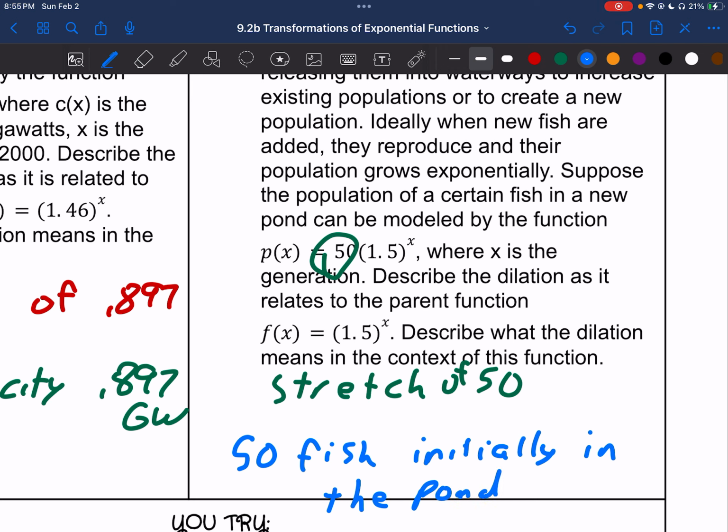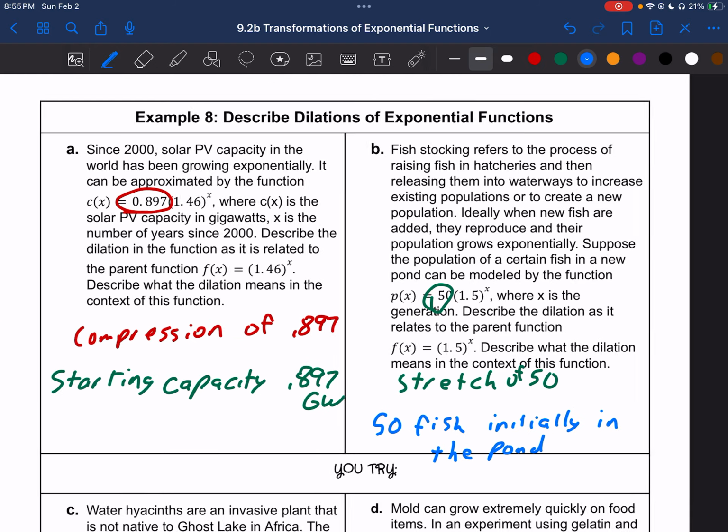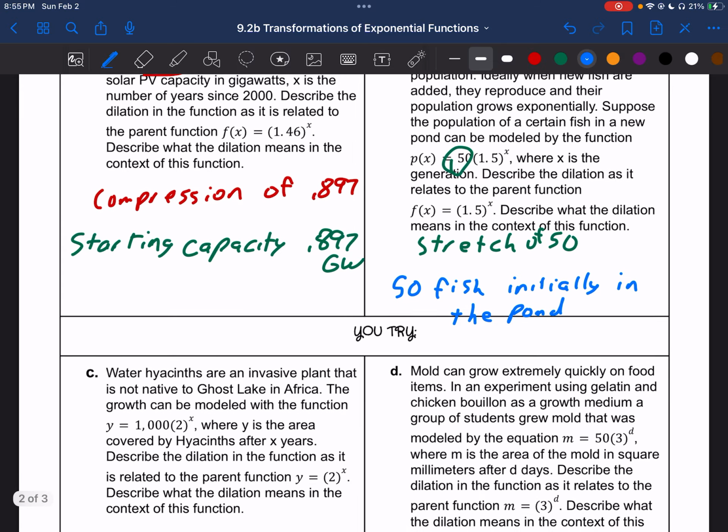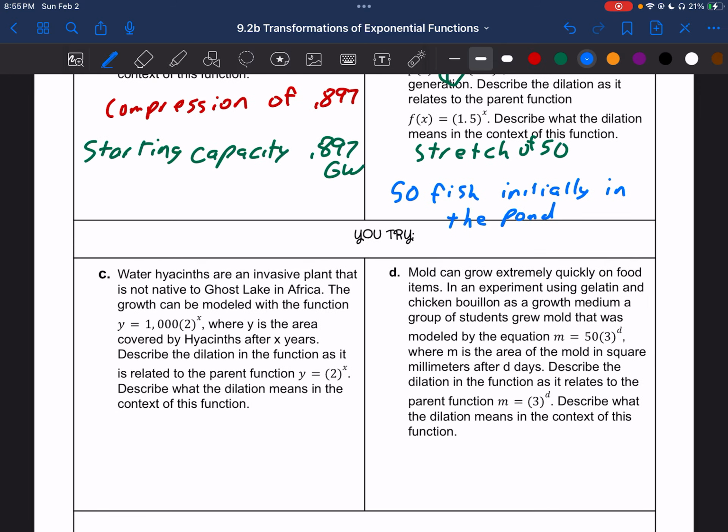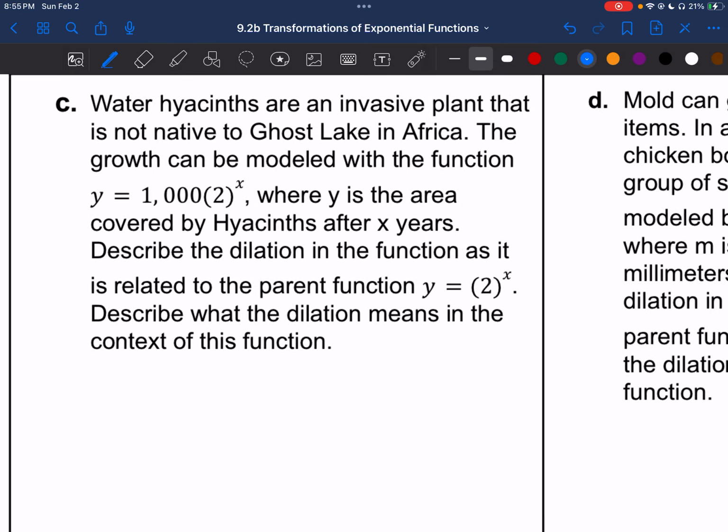We put 50 fish into that pond, and every generation we multiply it by 1.5. So it increases by 50% every generation, right? And we'd be able to substitute, figure out how many generations have passed, and assuming that that relationship has continued, we would be able to say how many fish there are in the pond. All right, so now you guys are going to go ahead and do the U-try problem. There are 2 of them, C and D. Go ahead and try those now, and then check your work against mine.